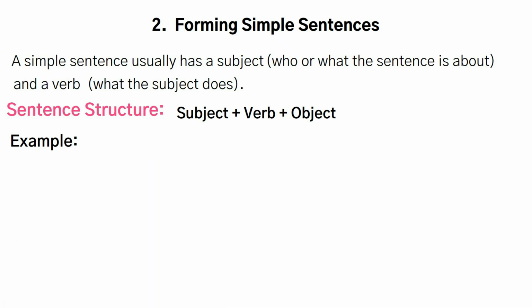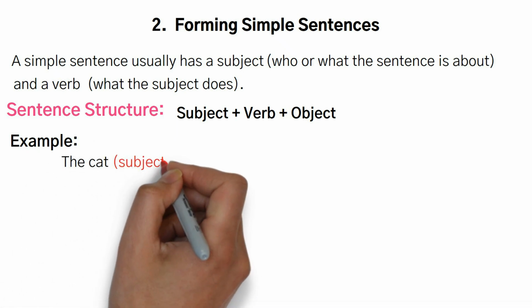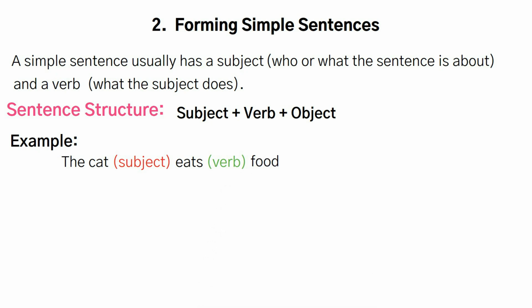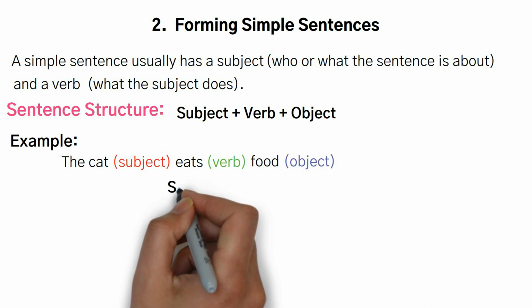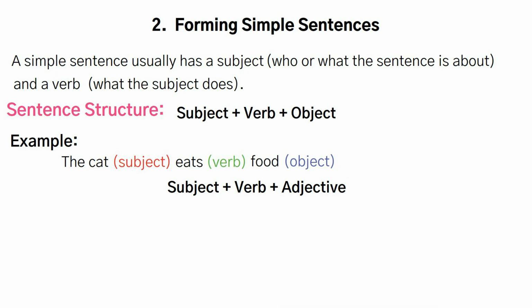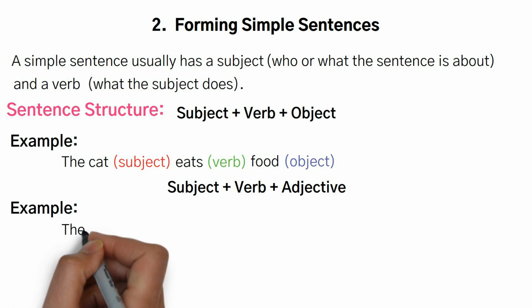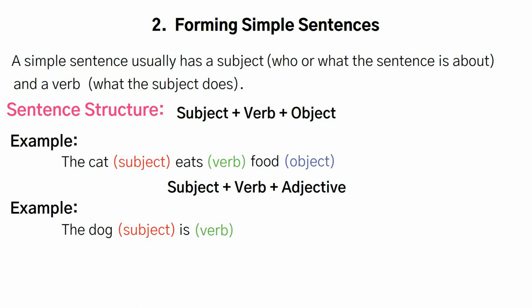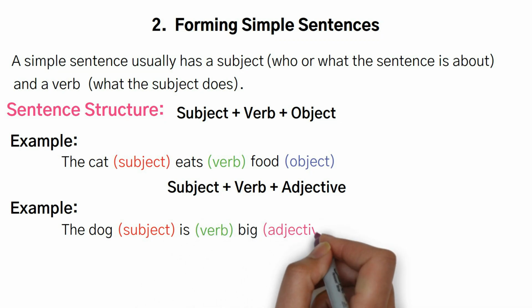Example: The cat eats food. Subject: the cat. Verb: eats. Object: food. Subject plus verb plus adjective. Example: The dog is big. Subject: the dog. Verb: is. Adjective: big.